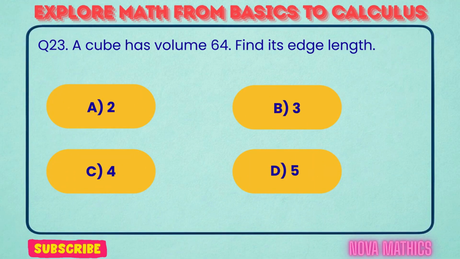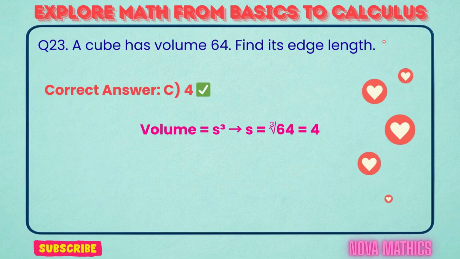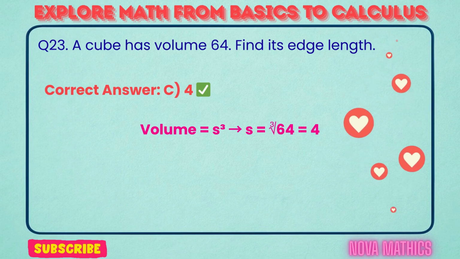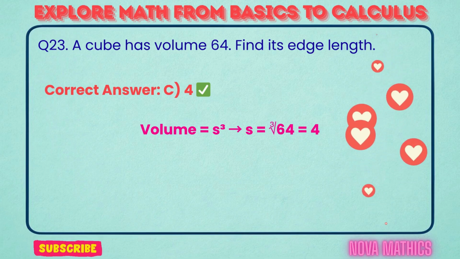23. A cube has a volume of 64. What is its edge length? Correct answer is 4. Cube with volume 64 has side 4.